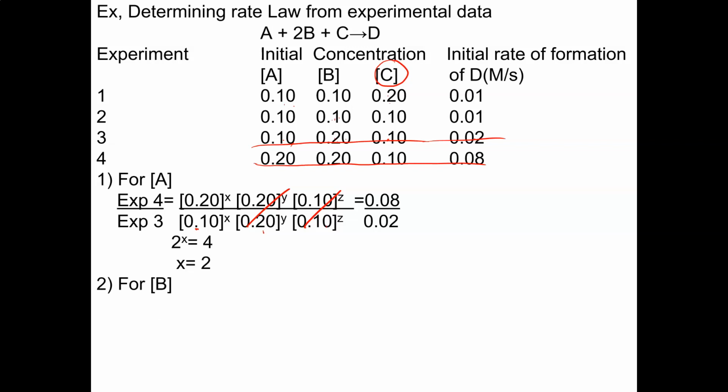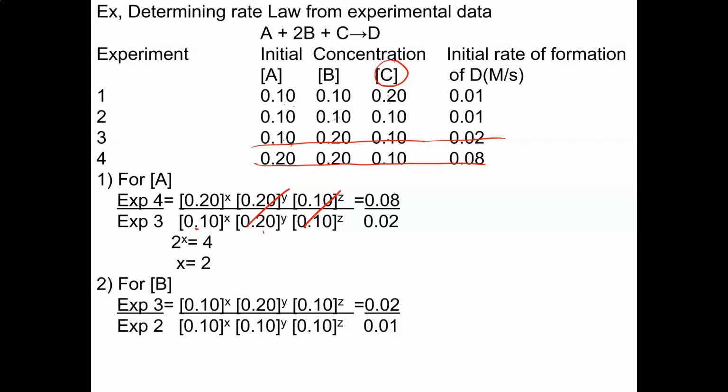What about for B? Well, we already decided which 2 experiments to use. We're going to use experiment 3 over 2. Notice I wrote everything down again. That's to avoid having to explain it. I don't want to do a verbal explanation. I hate those. How does the math play out? Goes away, goes away. 2 to the y equals 2. So guess what y equals? That's right, first order.